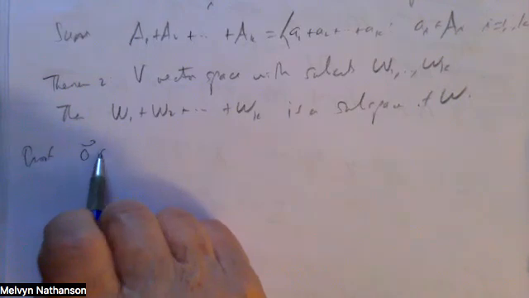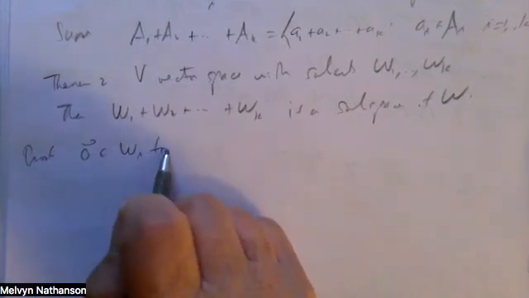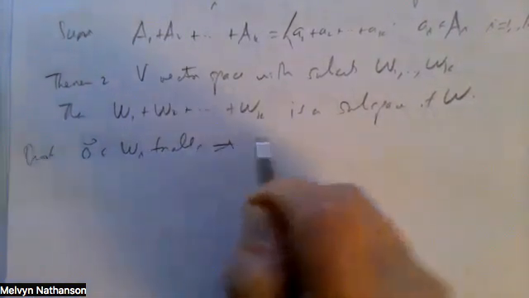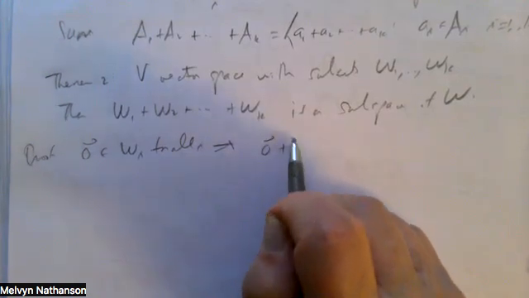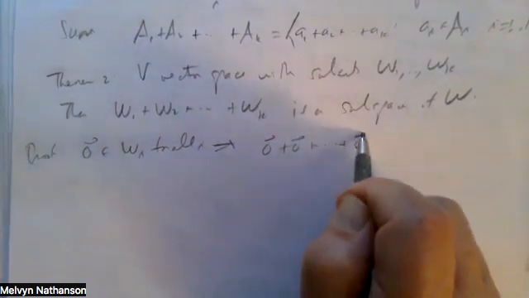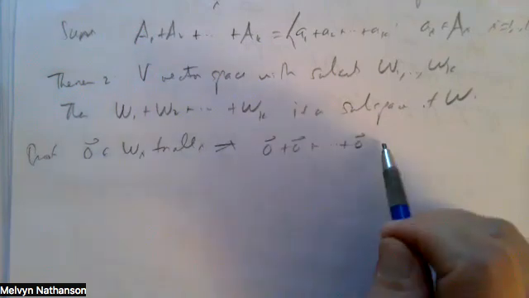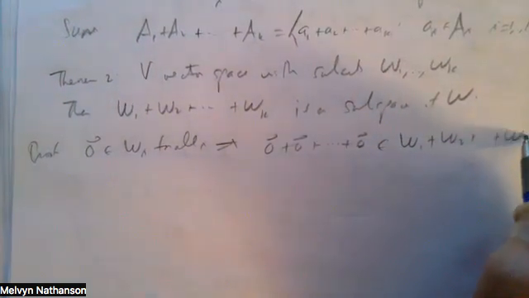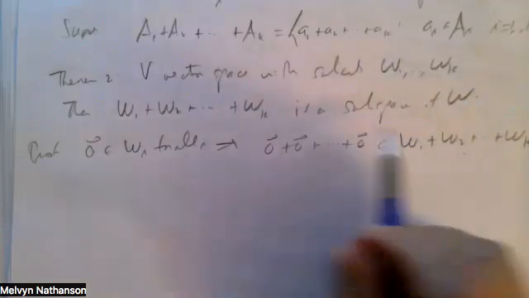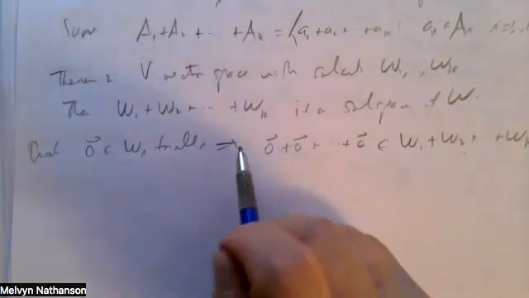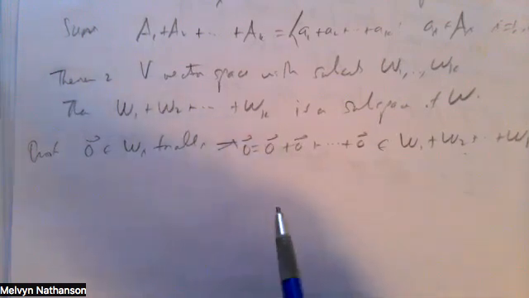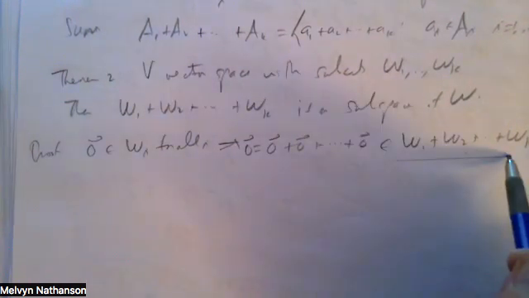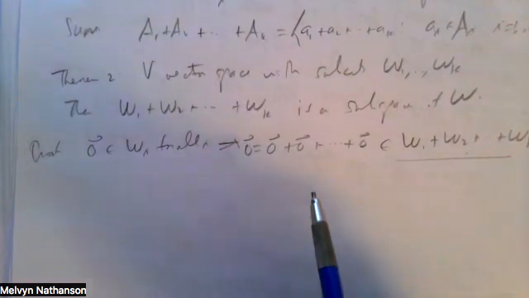We have the zero vector is in Wi for all i. So 0 plus 0, just add 0 to itself, K times. That's in the sum of the subspaces. But adding the 0 vector to itself just gives 0. So the sum of the subspaces contains the zero vector.